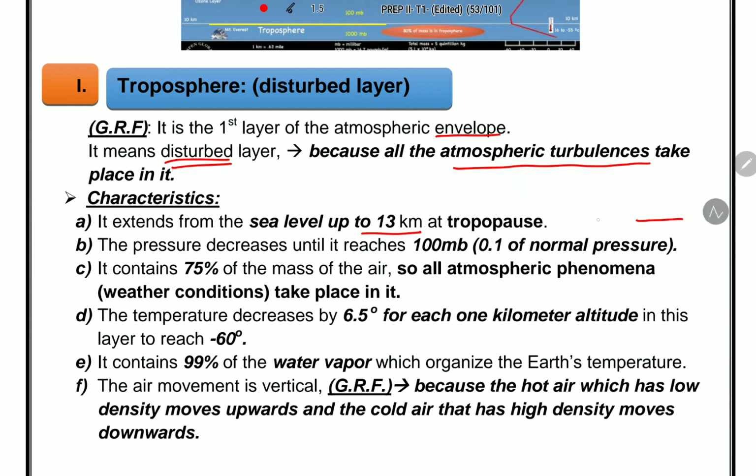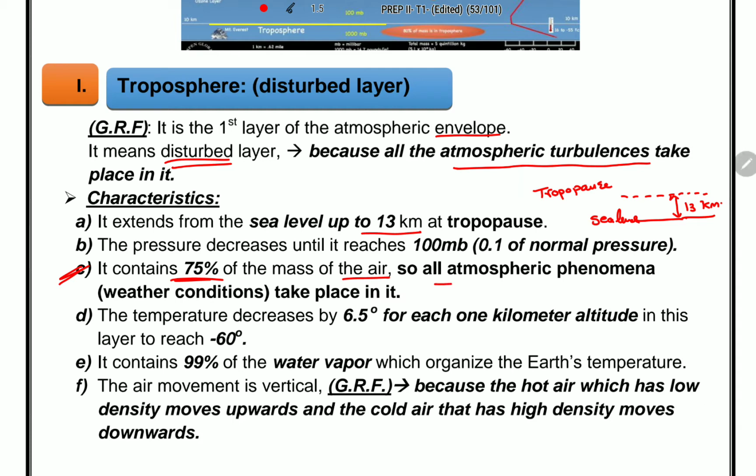It starts at the sea level until we reach a line called the tropopause, and this thickness is 13 kilometers. It contains 75% of the mass of the air. So 75% of the air mass is found in the first 13 kilometers, in the troposphere.